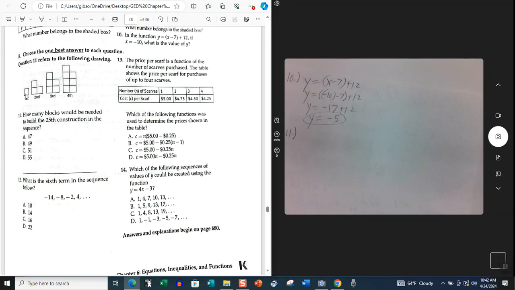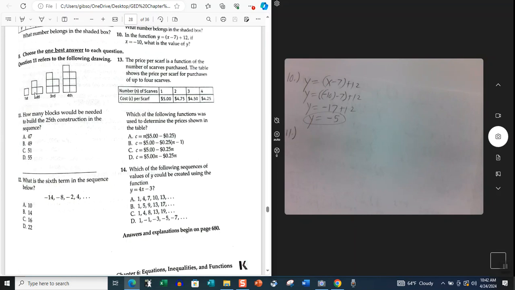So let's take a look at this sequence. So the first one we have 1 block. The second one we have 3 blocks. The third one we have 5. And the fourth one we have 7. Now, this is the pattern that I see. Whatever number we're looking at, that number goes first, and the previous number goes second.